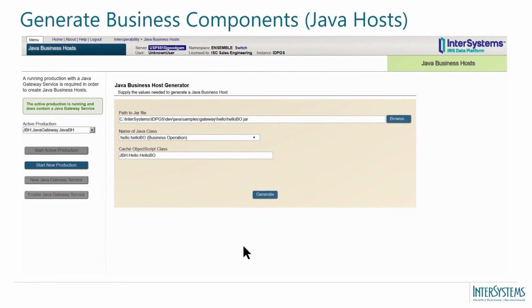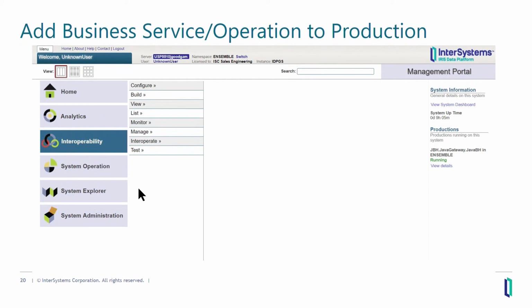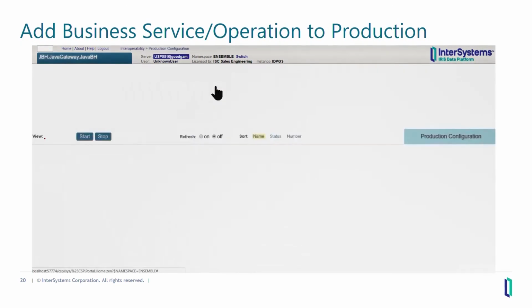All right. So at this point, we've created a production. We've put the gateway on the production. It's up and running. And we've created the components that you're going to use for the business service and operation. They are not yet on the production. So let's go with looking at that production.